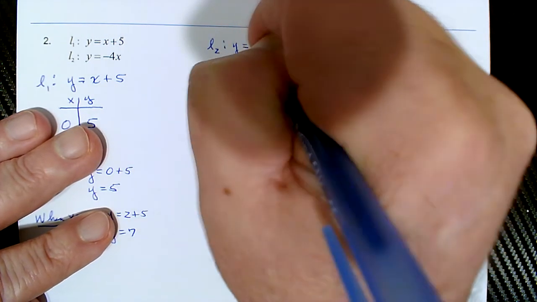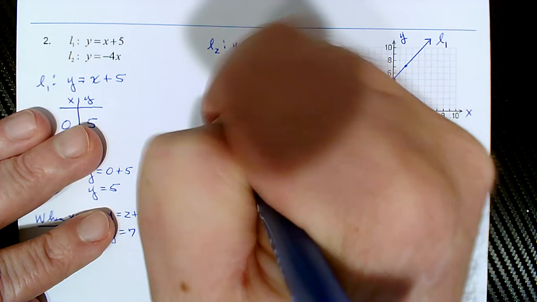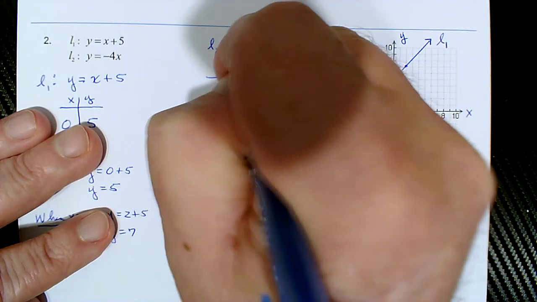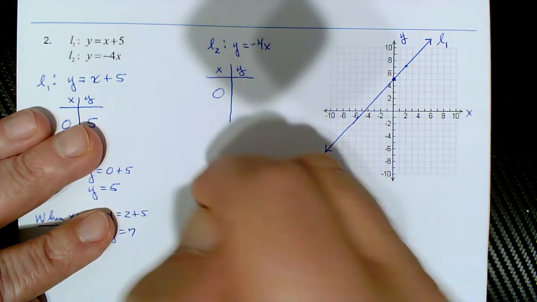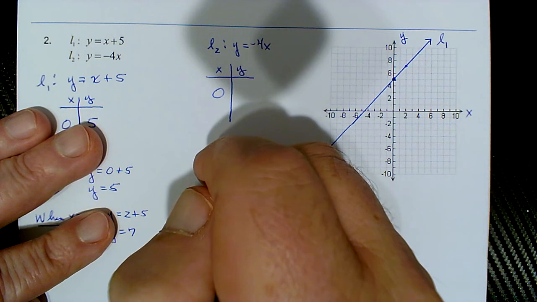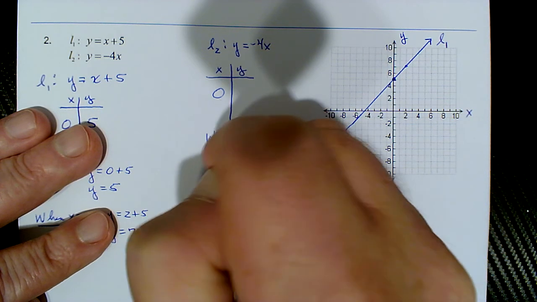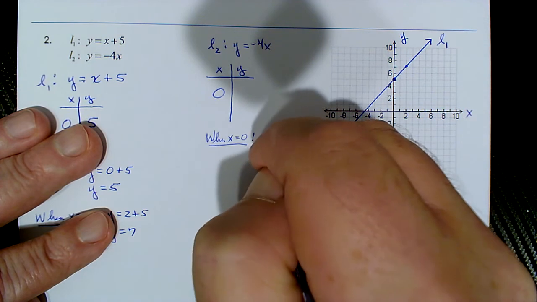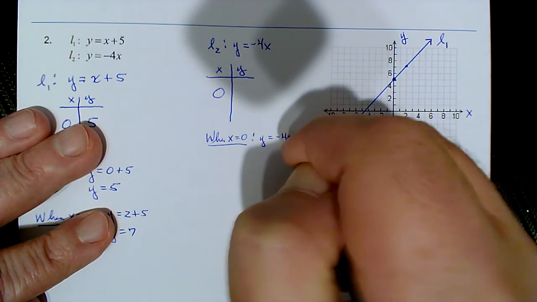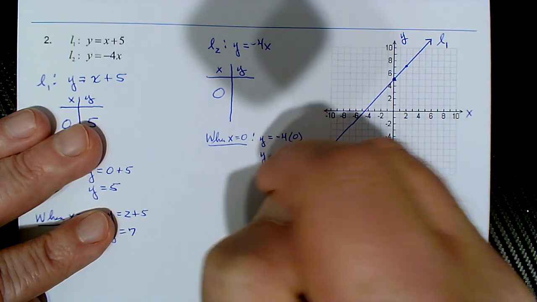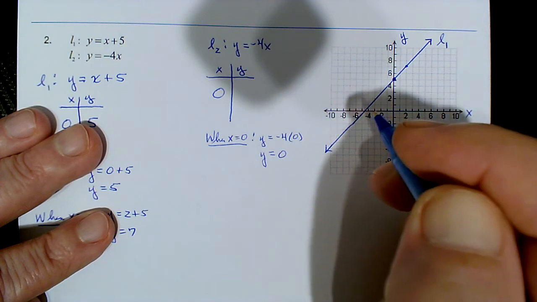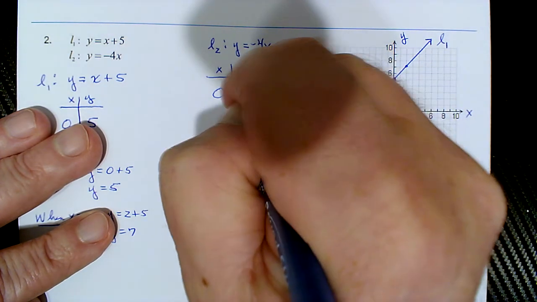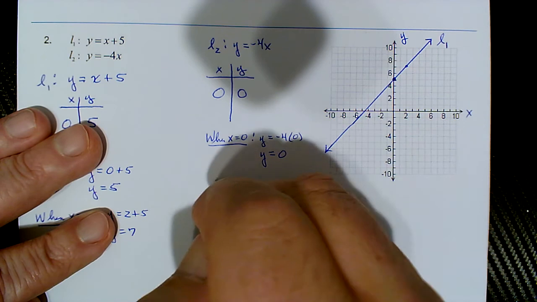Okay, so that's L1. Now for L2, y is negative 4x. So again, I'm going to go to a table, let x be 0, and when x is 0, you can tell by inspection, you don't need to substitute anything in here. y is negative 4 times 0. I'm showing it literally though. So y is 0. So that's our origin.